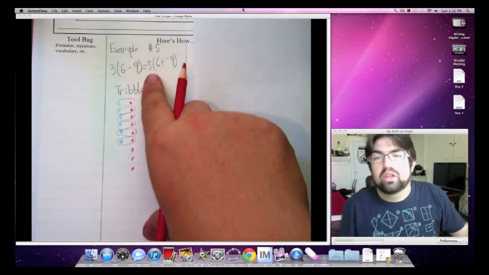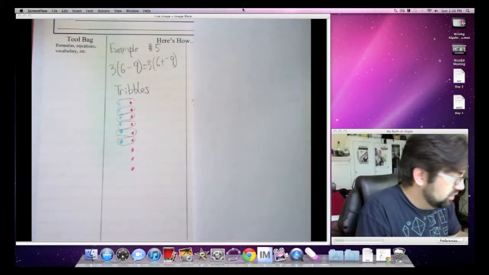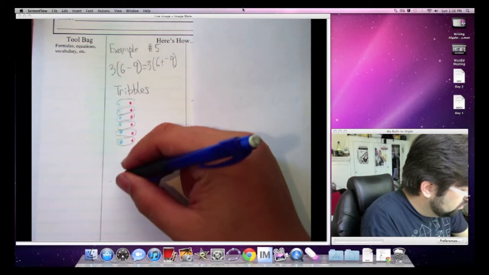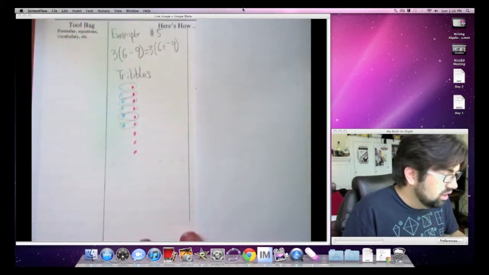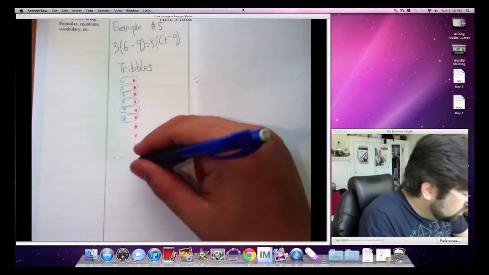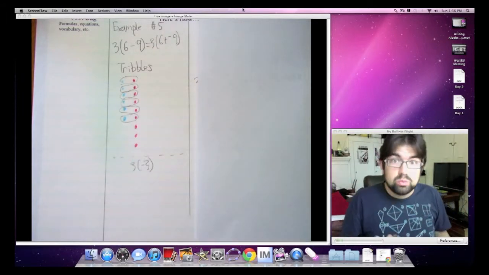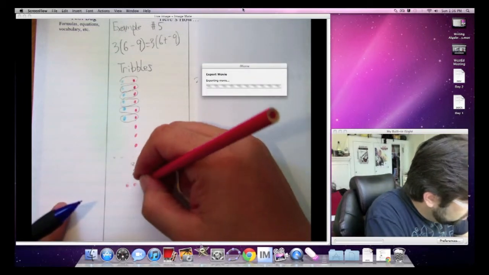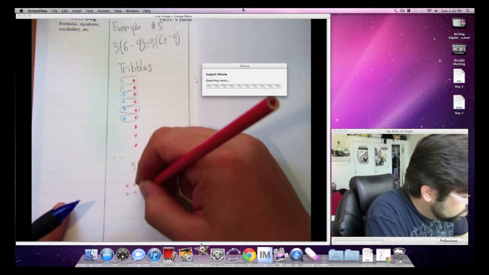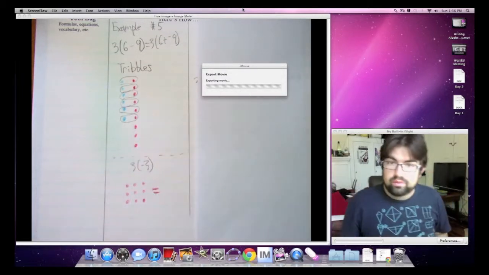I have a 3 out there, which means I times it by 3. So I have 3 groups, so I'm going to put a little dotted line just to show a little different area. Because what I'm doing now is 3 times negative 3. 3 groups of negative 3. 1, 2, 3, and I'm going to have a second group and a third group. Count them up.